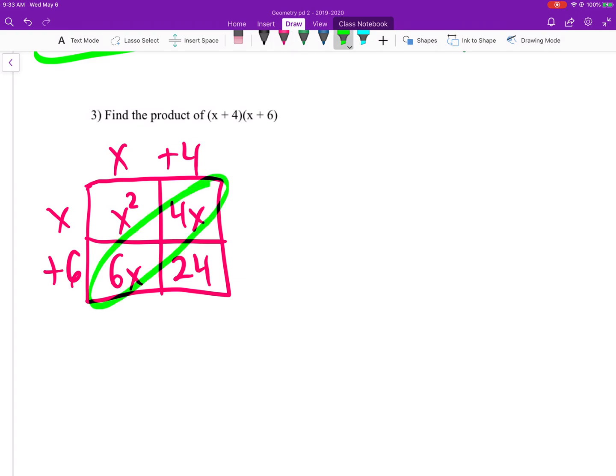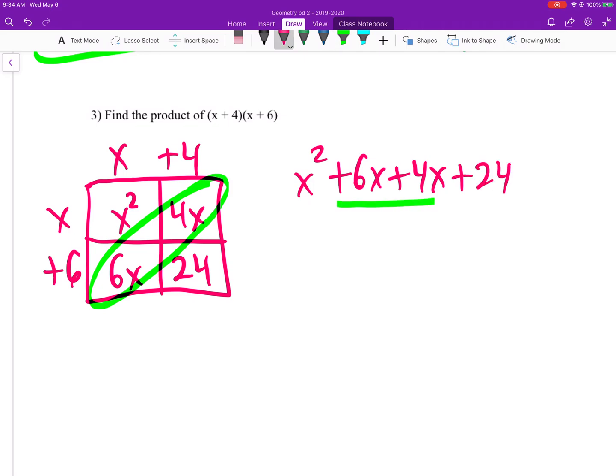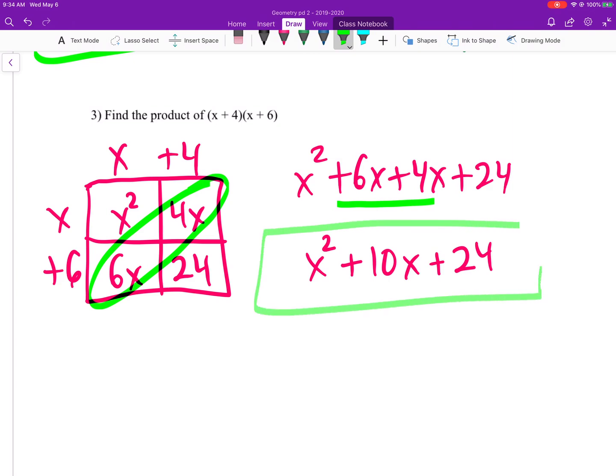Like terms. No like term for x squared, but we can combine 6x and 4x so that we get 10x, and no like term for our constant, 24, and we're good to go. So multiply, make sure you combine your like terms.